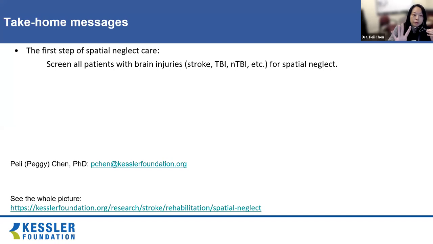All right, so before I move on to treatment related to assessment and clinical care, I want to give you some take-home messages. First, the first-ever step that is so important for spatial neglect care is to screen all patients with brain injuries for spatial neglect. If you don't do this first step, you never know whether a patient has spatial neglect. You may overlook patients who have a mild form of spatial neglect, okay? You need to identify them first because, like I said, most of them do not know they have spatial neglect. They do not know the consequences of their deficits. So they cannot advocate for themselves. So you have to do that for them.